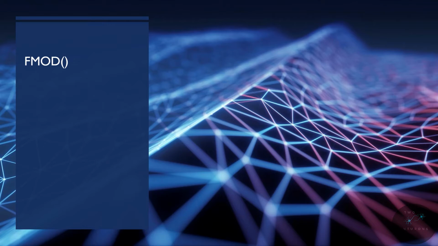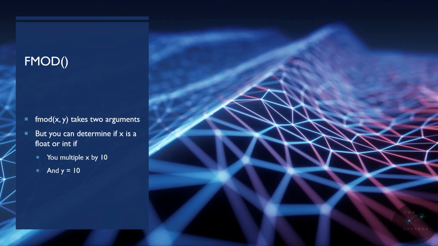So let's talk about the fmod in a little bit more detail before we get into how we can use it to determine if something is a float or if something is an integer. The fmod requires 2 arguments. So you have fmod, bracket, first argument, or the first variable, comma, the second argument, or the second variable. So x and y in this case. Now, we can use this to determine if something is an integer or a float if we multiply x by 10 and we set y to 10 as well. So that would be fmod x times 10, comma, so x times 10 is the first argument, and then comma 10, our second argument.